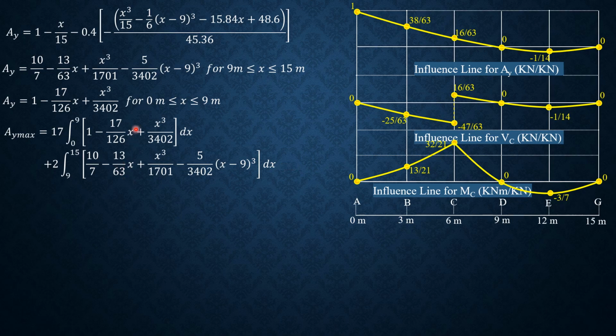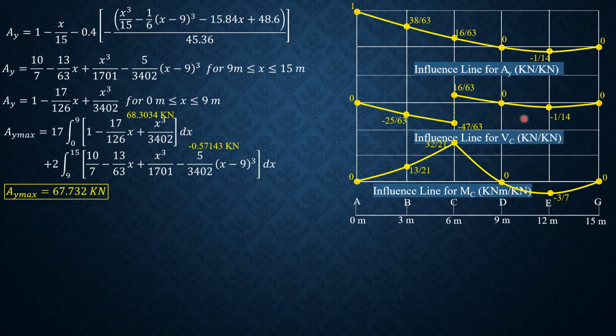The value of the first integral is 68.3034. The value of the second integral is negative 0.57143. Adding, AY max is equal to 67.732 kilonewtons. That is if we base it on the equation, and by definition it is equal to the uniform load times the area under the curve.